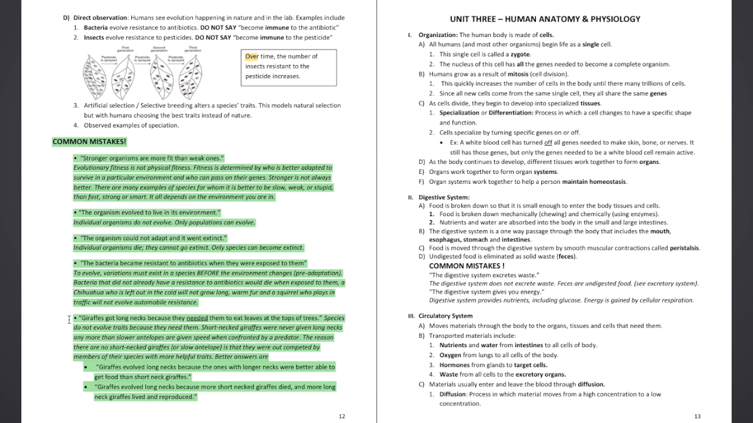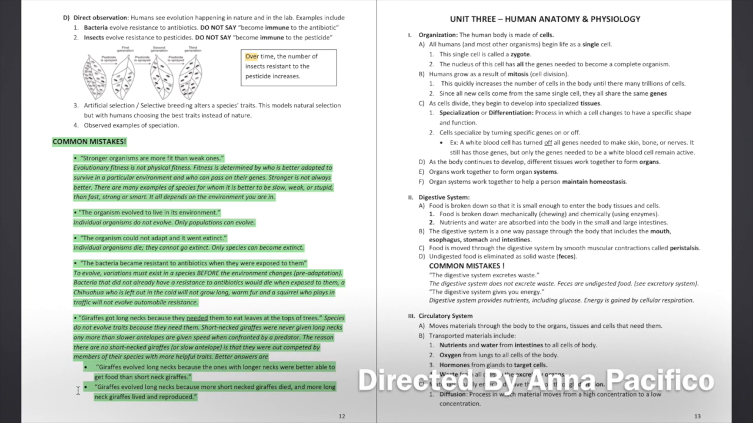with more helpful traits. Better answers are: giraffes evolved long necks because the ones with longer necks were better able to get food than short-necked giraffes. Or giraffes evolved long necks because more short-necked giraffes died and more long-necked giraffes lived and reproduced.